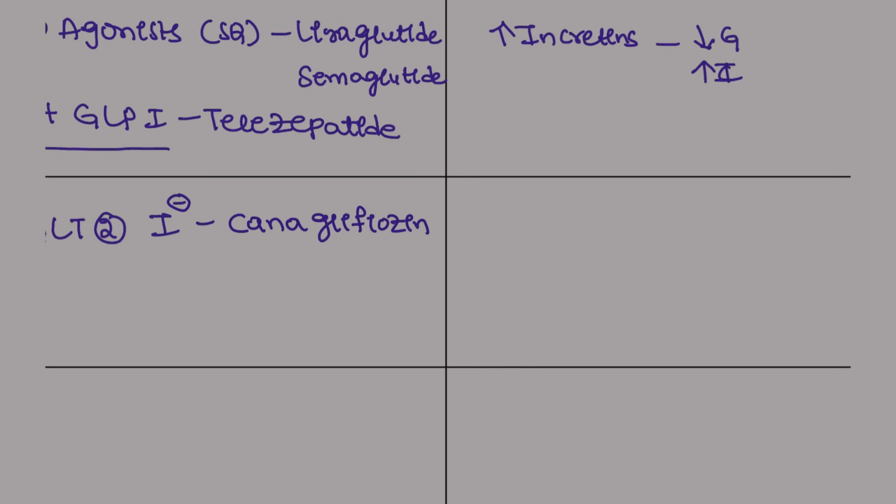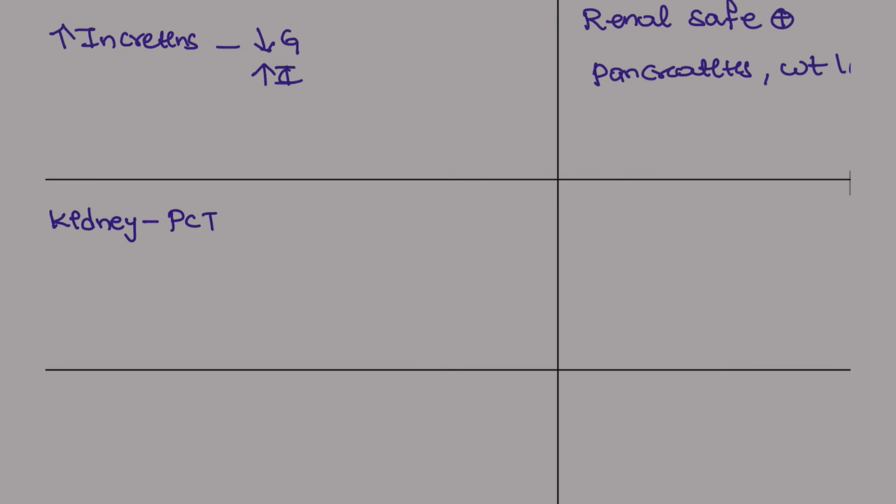Canagliflozin ends with the gliflozin suffix. This drug acts on the kidneys, specifically on the PCT, where we have the SGLT2. So if I block this SGLT2, what happens? The glucose is not going to be reabsorbed into the body, so the glucose will go into the urine. That is the presentation of glucosuria with these drugs.